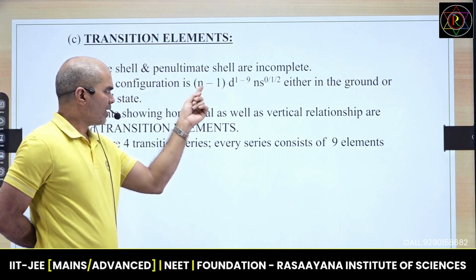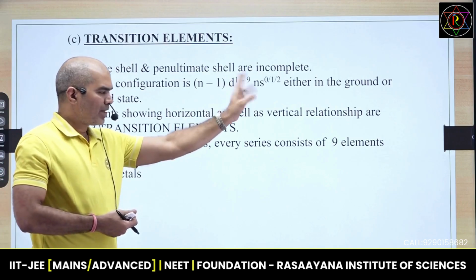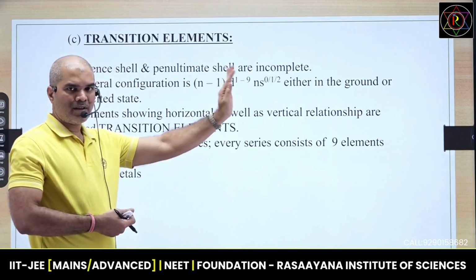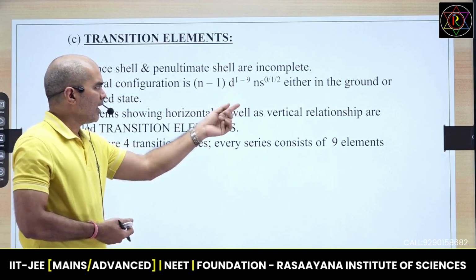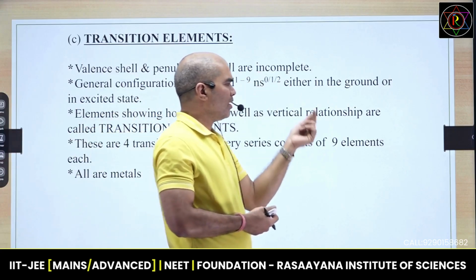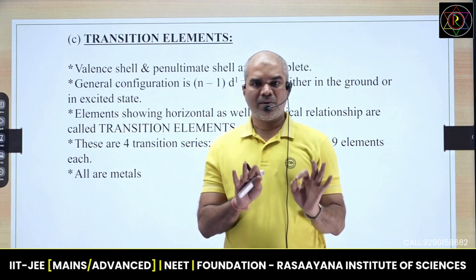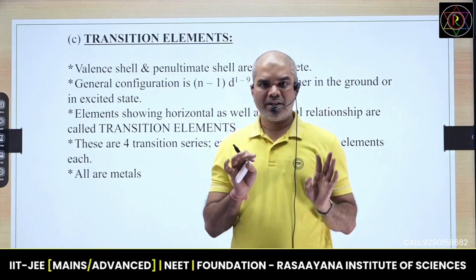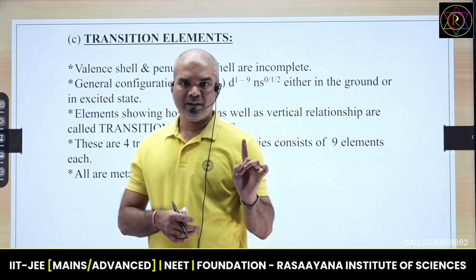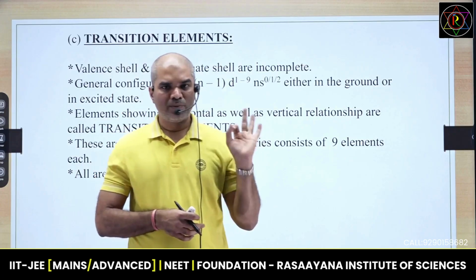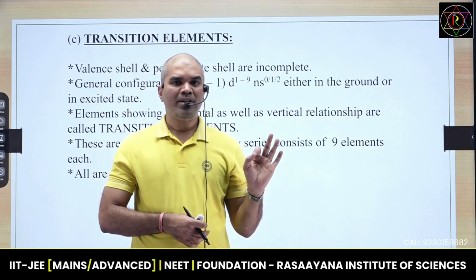So the penultimate shell we have taken as (n-1)d 1 to 9 only. Don't fill it up to 1 to 10, because if it is 1 to 10 it is not a transition element. It should be incomplete. (n-1)d 1 to 9, and ns could be either 0 or 1 or 2 in their ground or excited state. Let it be in their normal state, or let it be in their excited state. The electronic configuration has to be (n-1)d 1 to 9, ns 0, 1 or 2. Okay, these are the electronic configurations that were given by Bohr.